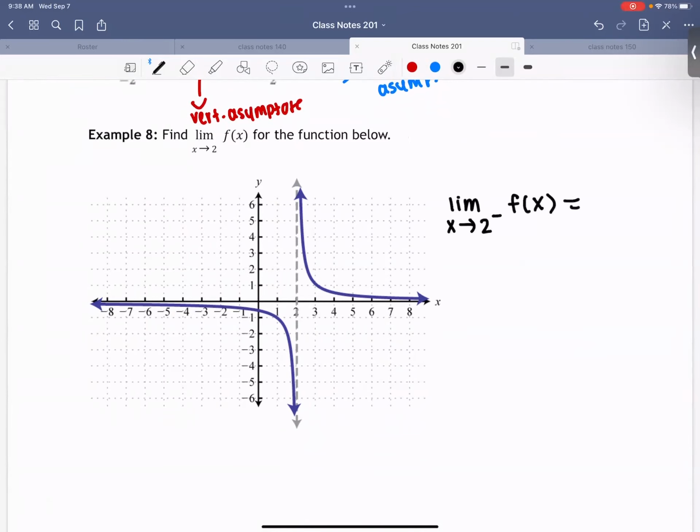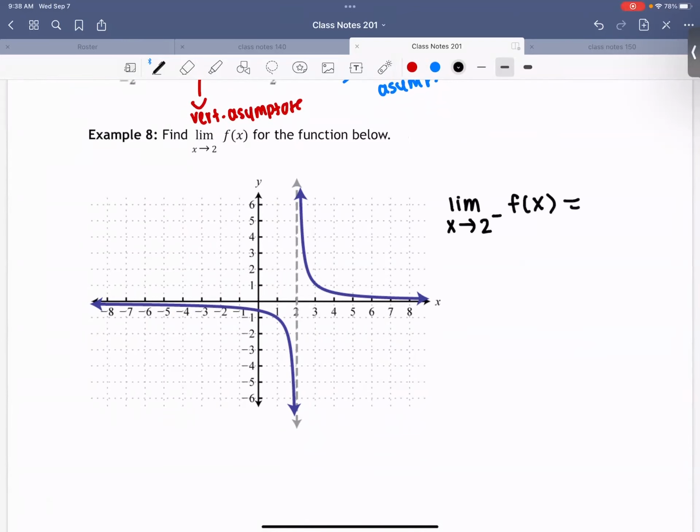Okay, let's talk about from the right. What's our function doing from the right? Where are we getting closer to? Positive infinity. Okay, what's my two-sided limit? Doesn't exist, right? So it doesn't matter if we have infinities or numbers or anything. If the left-hand side and the right-hand side don't match, then our limit doesn't exist.